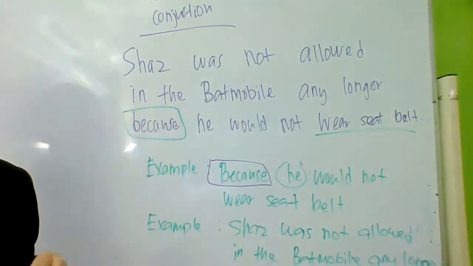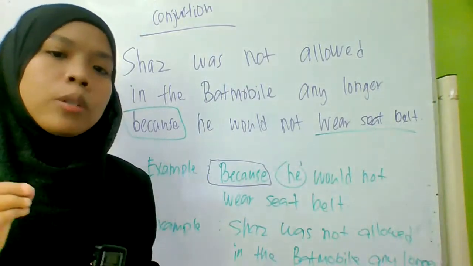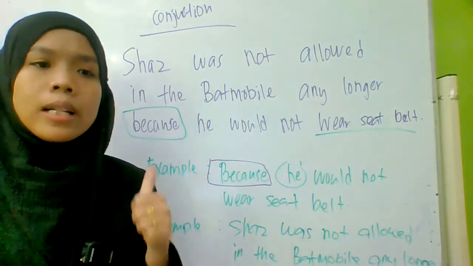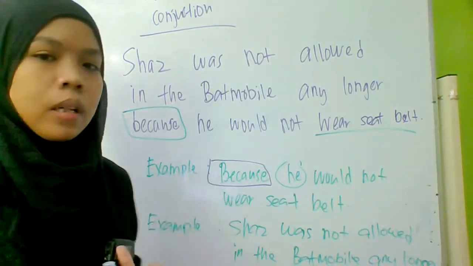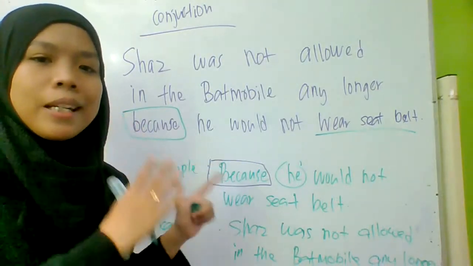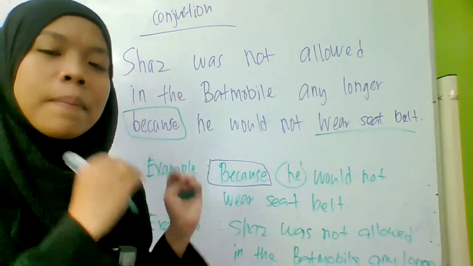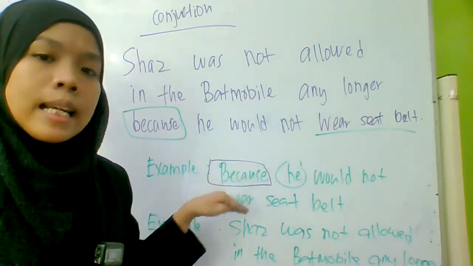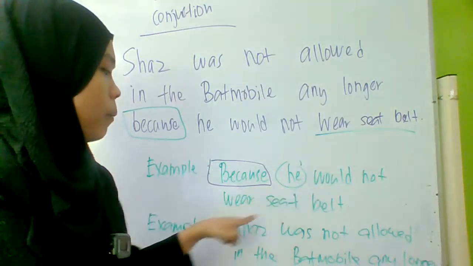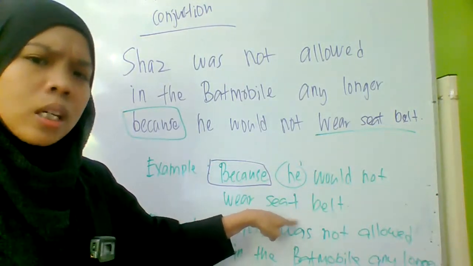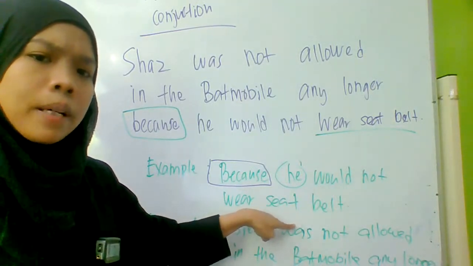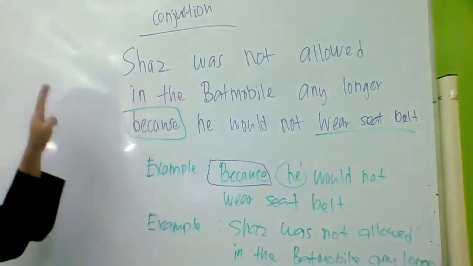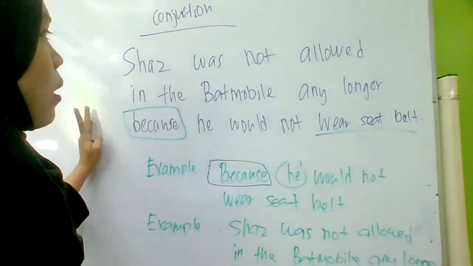All right, so that's what I try to clear here, students. First, you can't start a sentence with because. You can't start by using because at the first sentence. Why? Because we did not understand. This is incomplete. He will not wear seat belt. Why? Why did he not wear a seat belt? What exactly had happened? So when you read this sentence, you do understand.